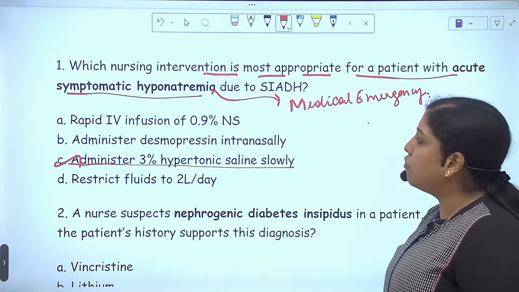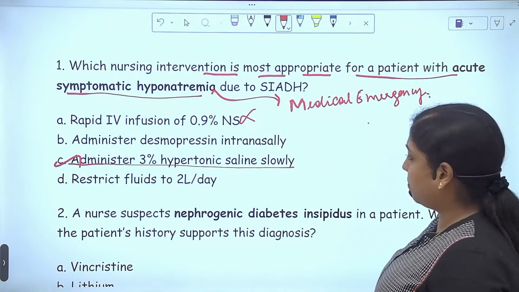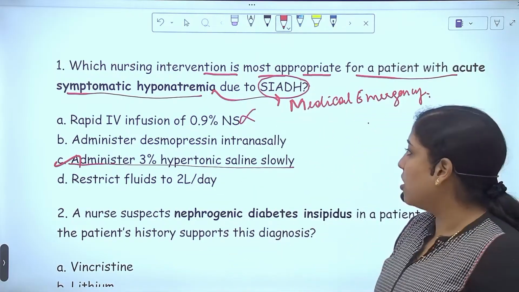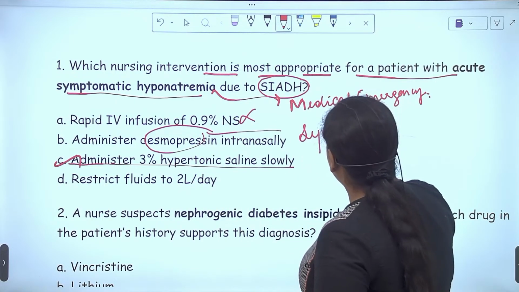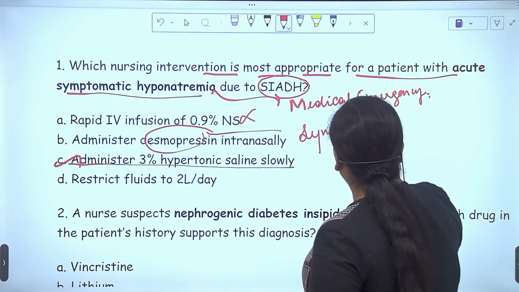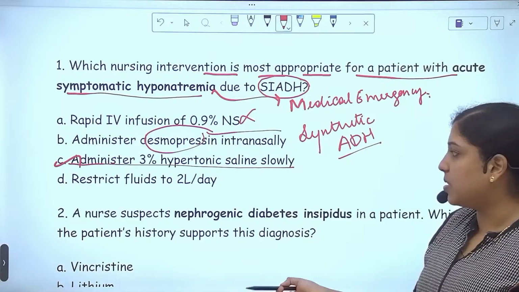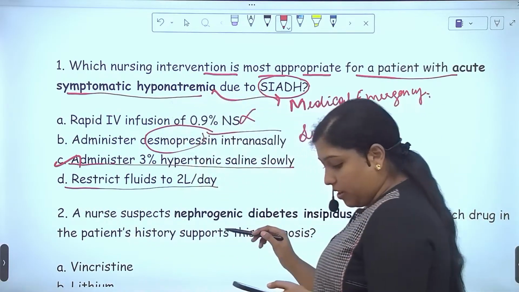Rapid IV infusions, it is not effective. Administer desmopressin? Already SIADH is the problem of overproduction of ADH. Desmopressin is a synthetic component of ADH, right? Synthetic ADH. If you are going to additionally give ADH, it is going to worsen the symptoms only. Restrict fluids to 2 liters per day. It is not advisable.